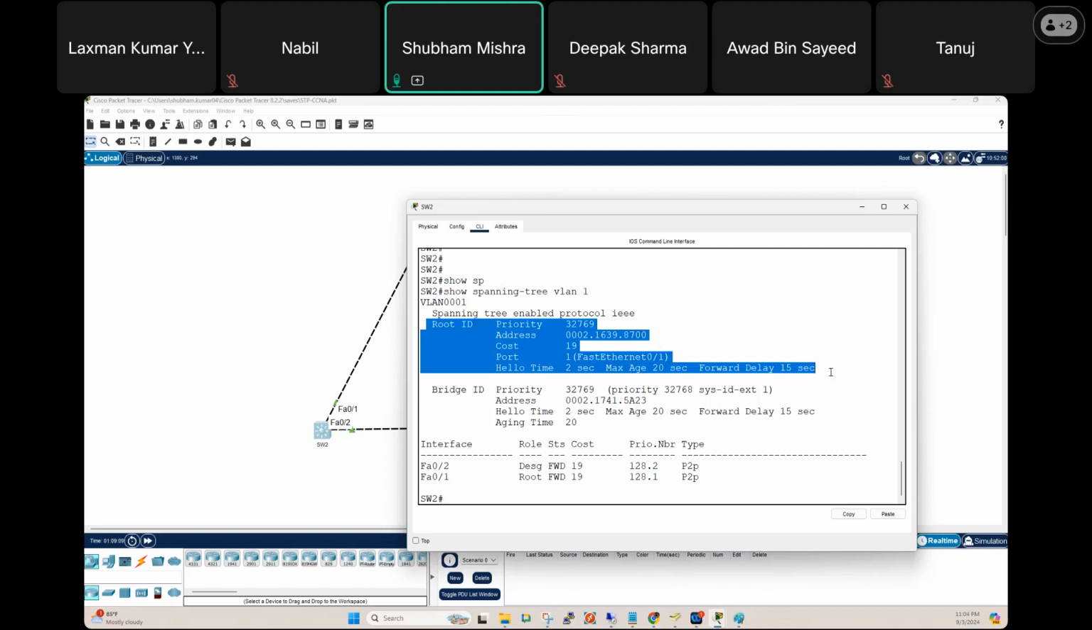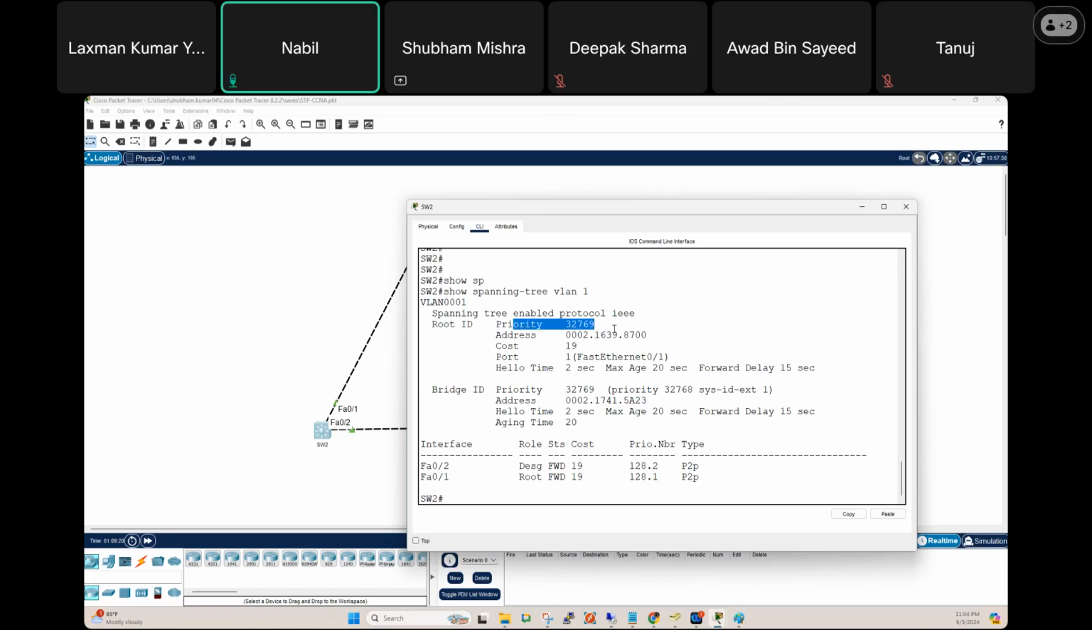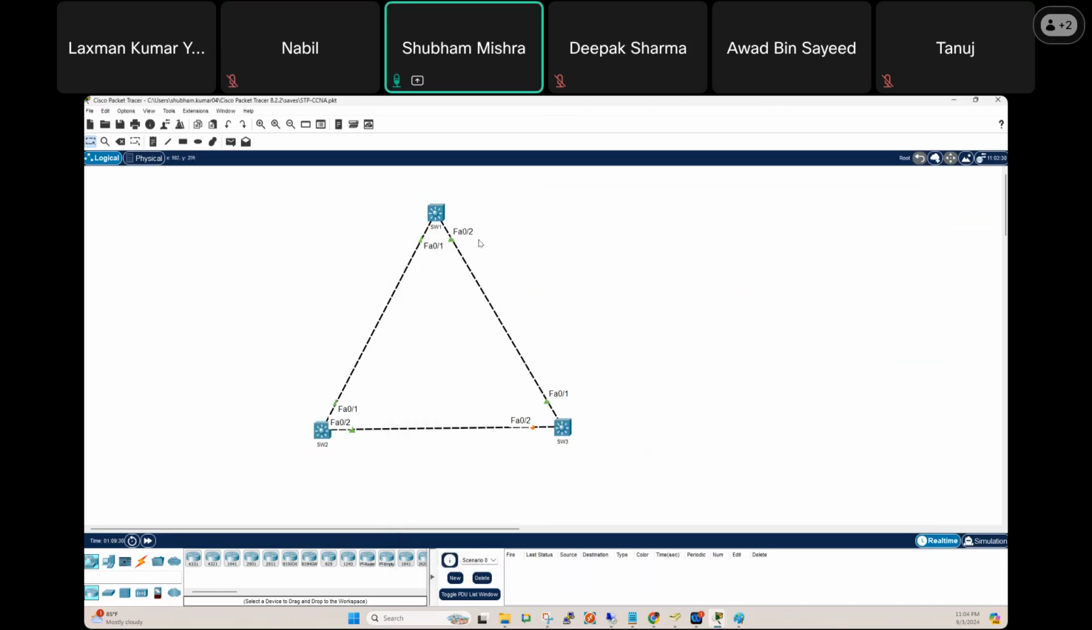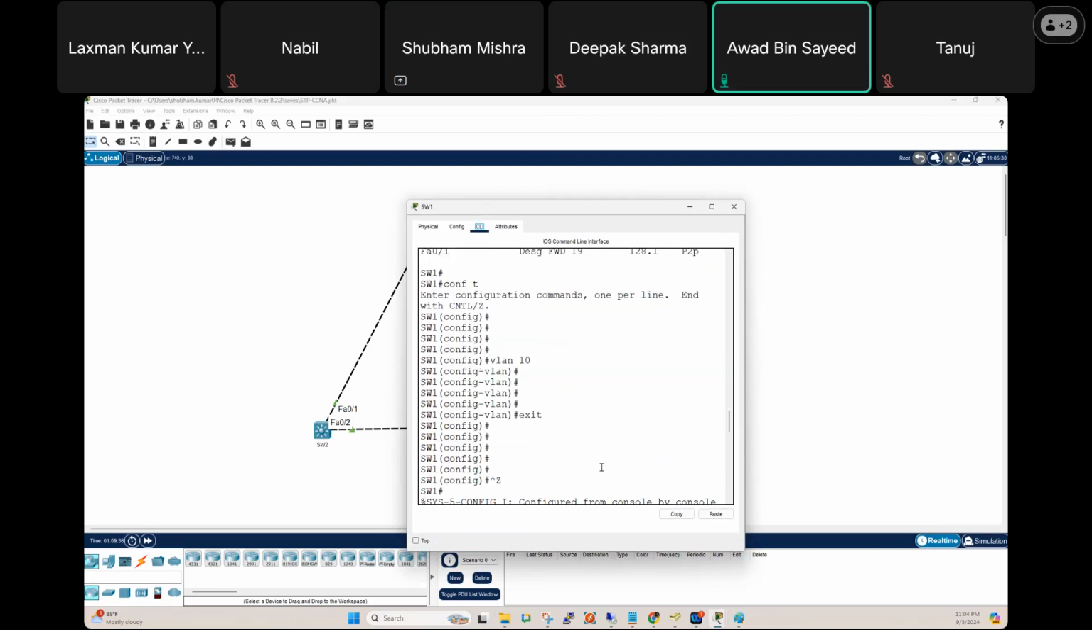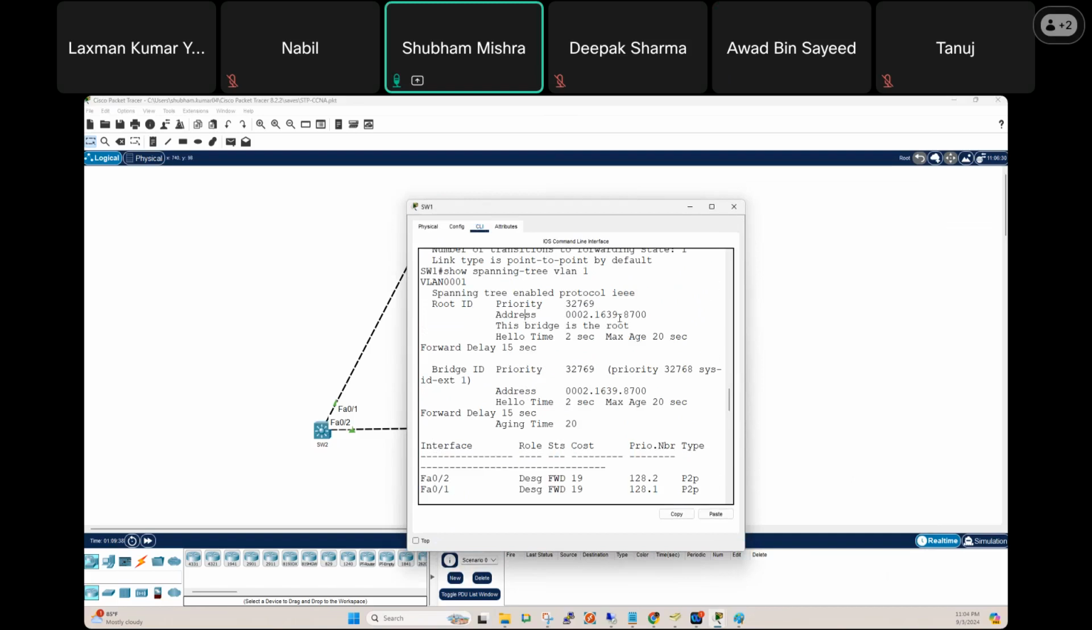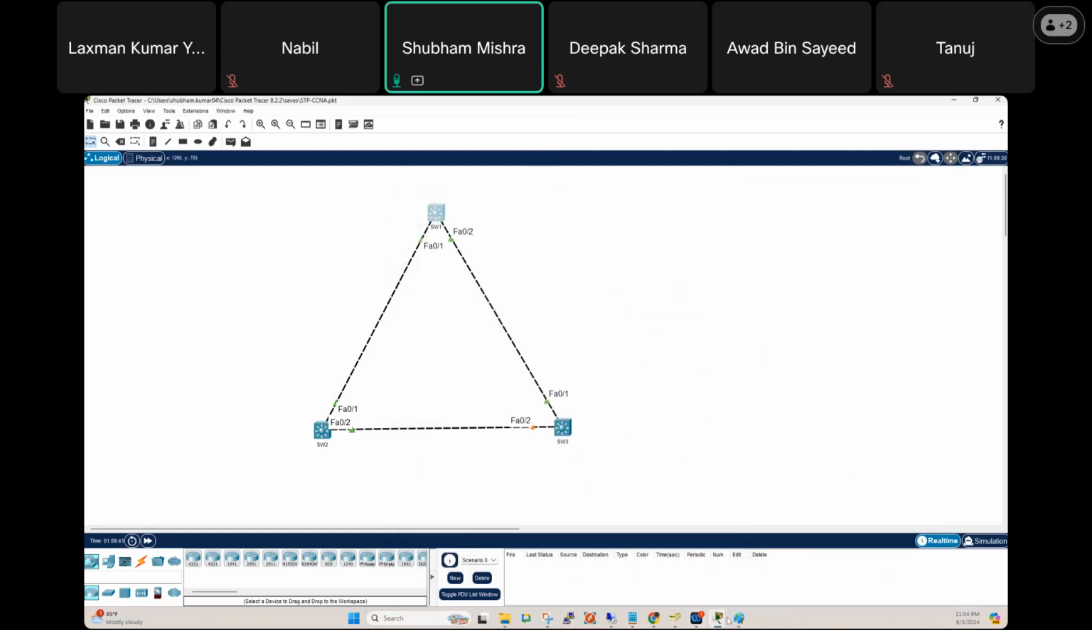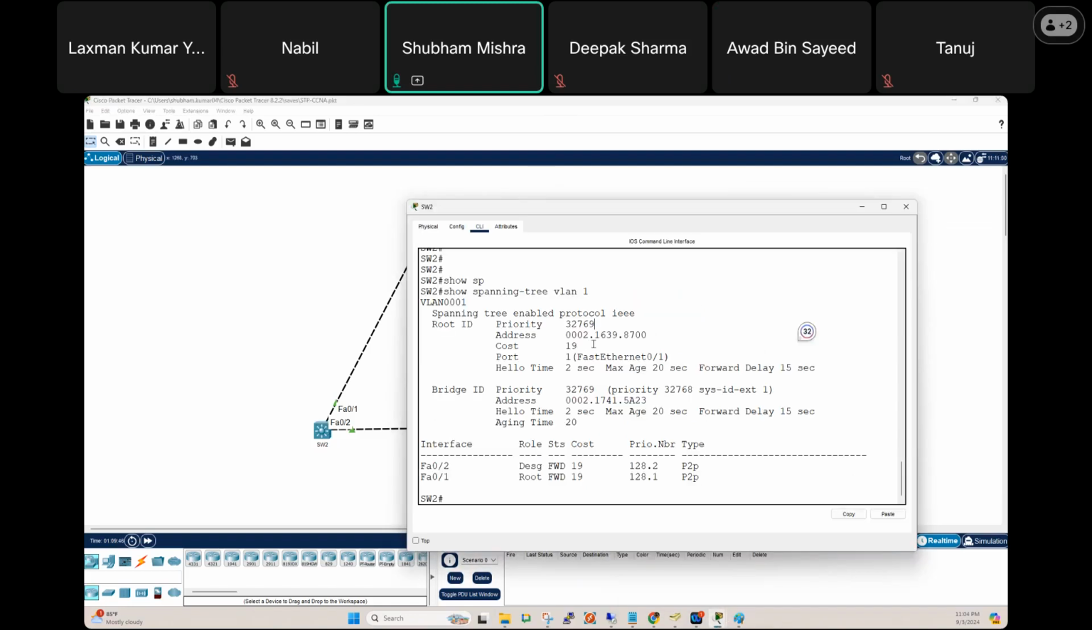Do you understand the root bridge? What is the priority? 32769. What is the address? This is the MAC address, 8700. Whose MAC address is this? Come here, switch number 1. Whose MAC address is this? It is the switch 1 MAC address. So this is the MAC address of switch number 1.